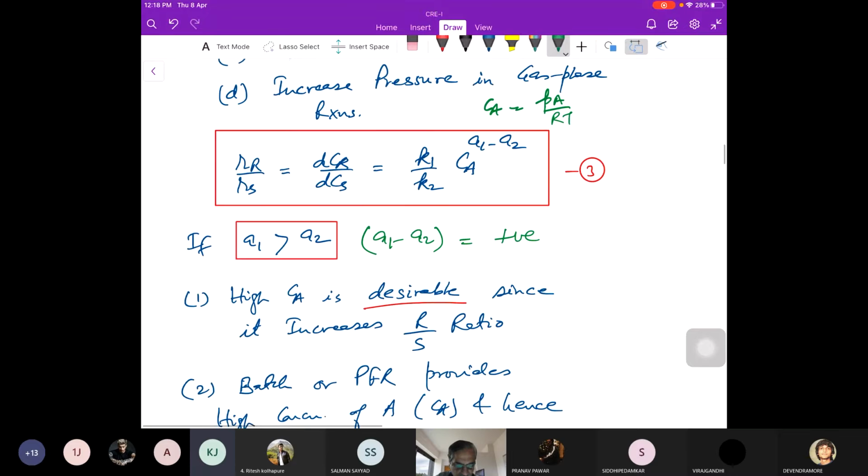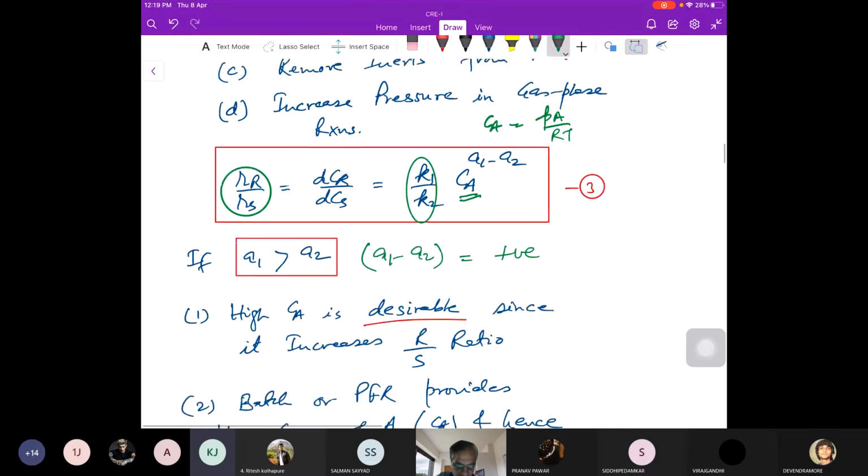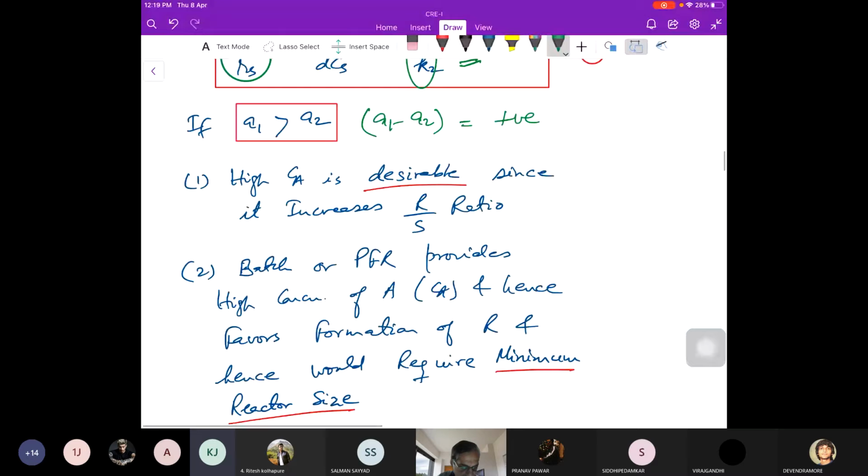If A1 minus A2 is positive, when will I get maximum R by S? K1 by K2 is fixed. The only thing I can play with is Ca. So when can I achieve maximum R by S? When Ca is low or high? High, right? So I need to have high Ca, so we need a batch reactor or PFR. High Ca is desirable since it increases the R by S ratio. So in this case, we'll use either a batch reactor or a PFR, which provides high concentration of A and hence favors formation of R, and hence would require minimum reactor size.